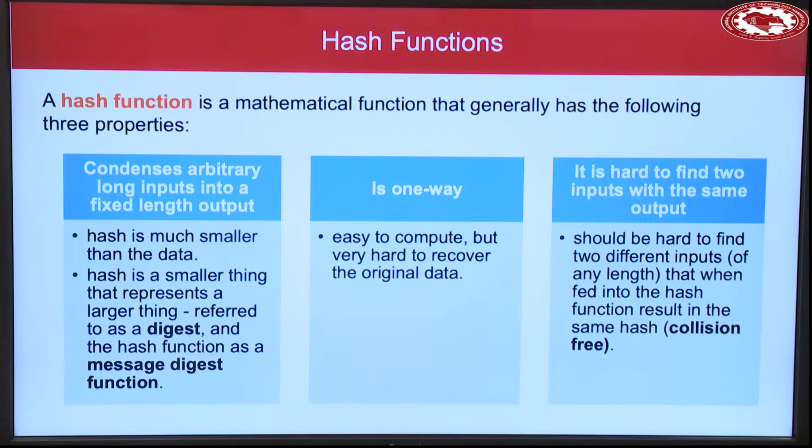Second, these functions are one-way functions. If I'm passing an input to this function and getting the code, anybody having the code cannot derive it back. Having the code, you cannot recover the message. They always work one way. You cannot reverse them. And third, it's hard to find two inputs with the same outcome. If that is the case, this property doesn't hold.